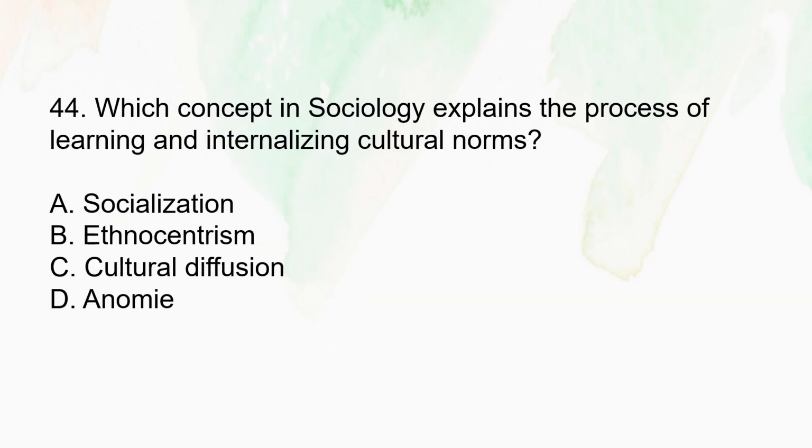44. Which concept in sociology explains the process of learning and internalizing cultural norms? Letter A. Socialization. Letter B. Ethnocentrism. Letter C. Cultural diffusion. Or letter D. Anomie.